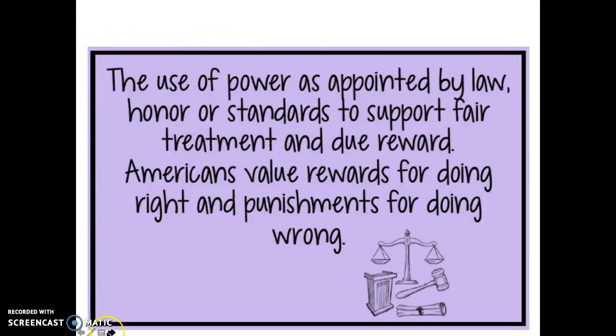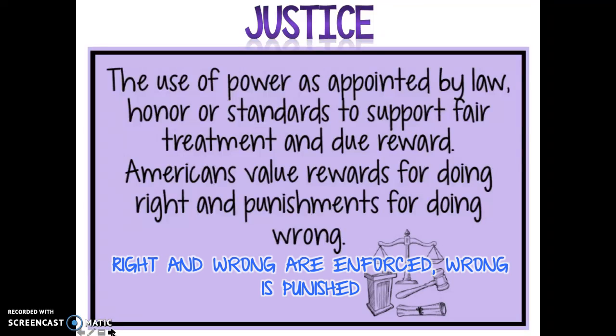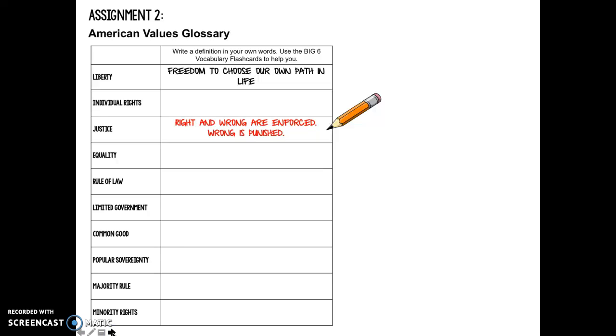Okay. The use of power as appointed by law, honor, or standards to support fair treatment and due reward. Americans value rewards for doing right and punishments for doing wrong. This is justice. Okay? Right and wrong are enforced. Wrong is punished. So you'll want to write that into the spot. Now notice I'm not going necessarily in order. I'm going in order of the purple flashcards. So you'll make sure that you write it into the correct place on your assignment 2 sheet in your Pivotal Moments packet.